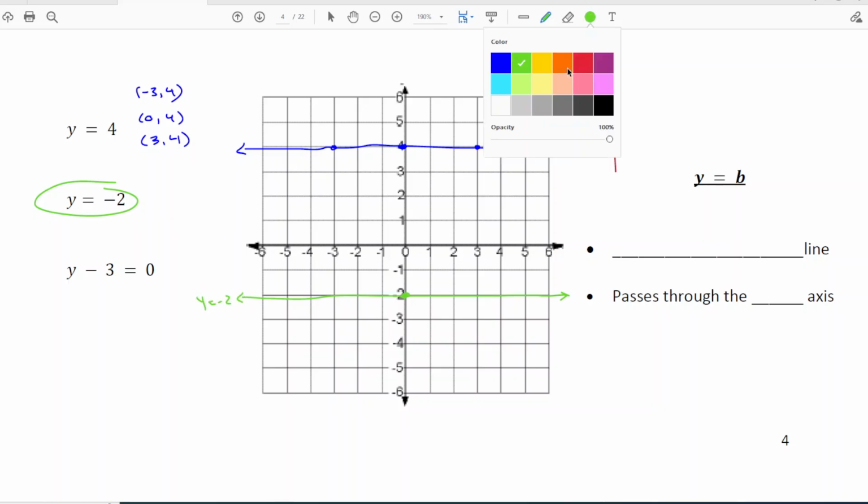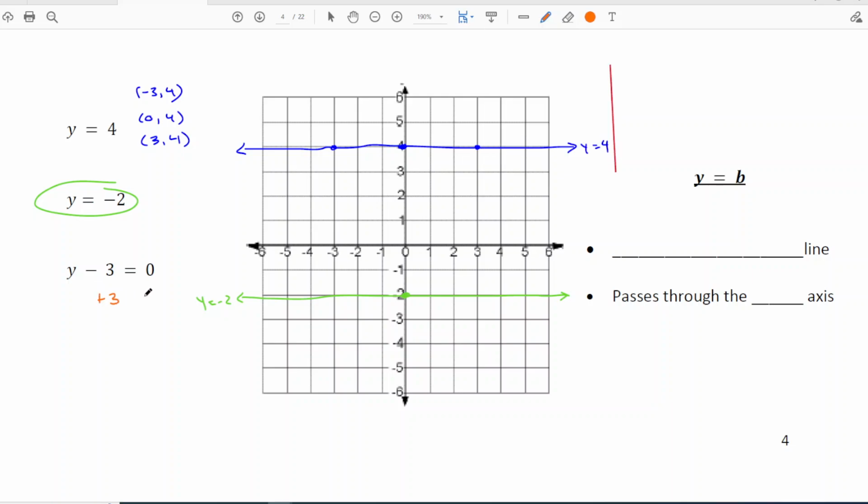And then lastly, if I want to graph y minus 3 equals 0, I'm going to add 3 to both sides to show that I'm actually graphing y equals 3. Where does y equal 3? Right here. And again, if I only want to pass through y equals 3, I'm going to draw a horizontal line through y equals 3. Awesome. So when I have y equal to a number, I get a horizontal line, and it only passes through the y-axis. And that is objective 6.